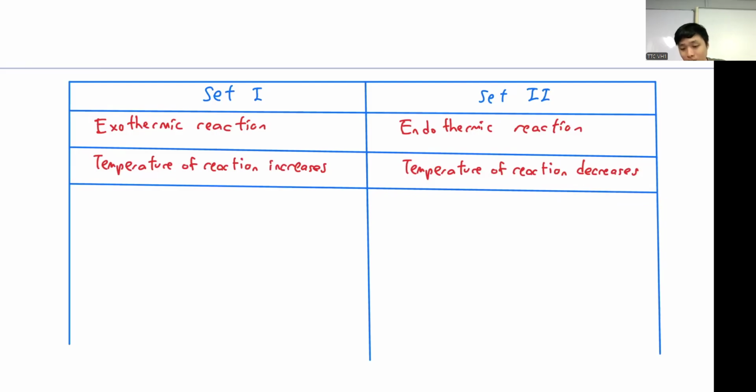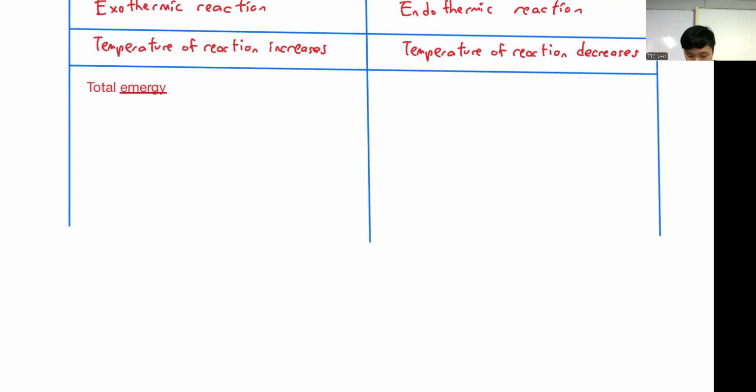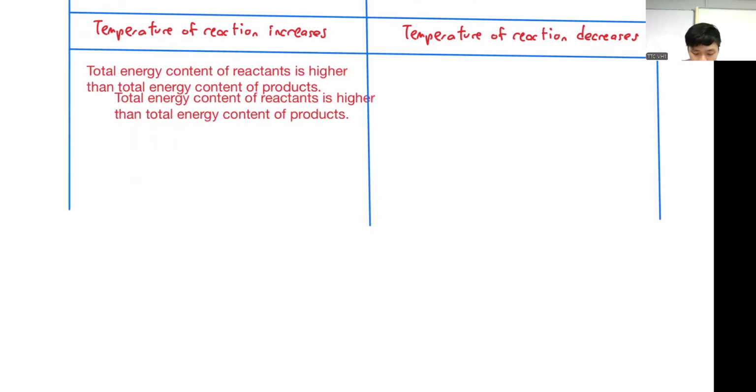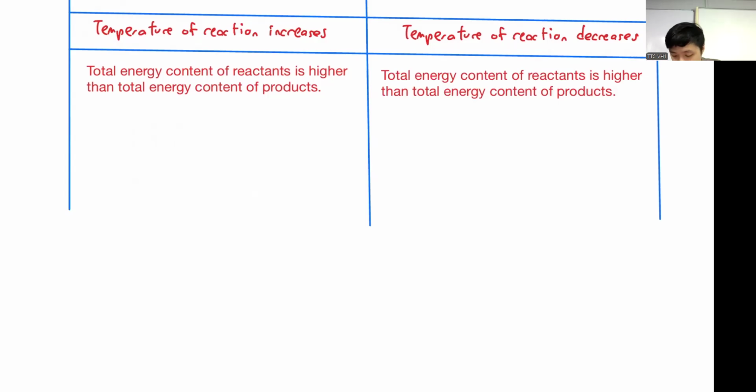And then the third point, the energy content one. Total energy content of reactants is higher than the total energy content of products. Then the other one is quite similar, you just change a few words. You just change higher to lower.